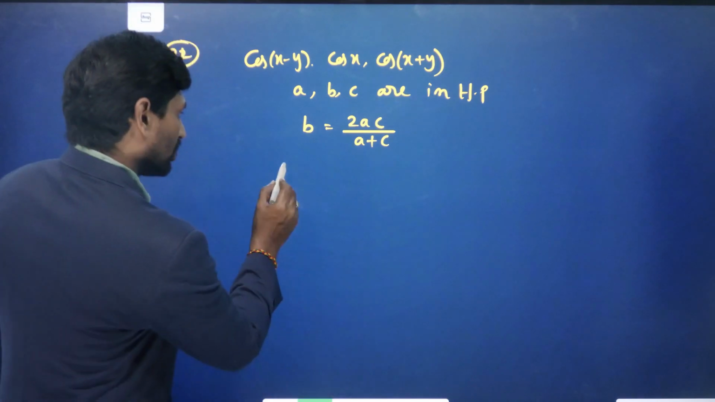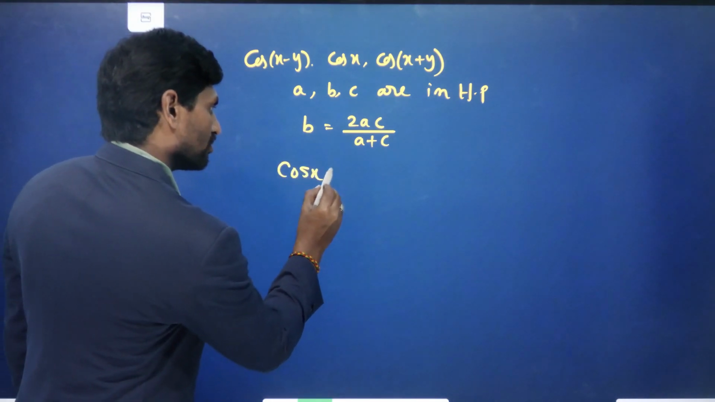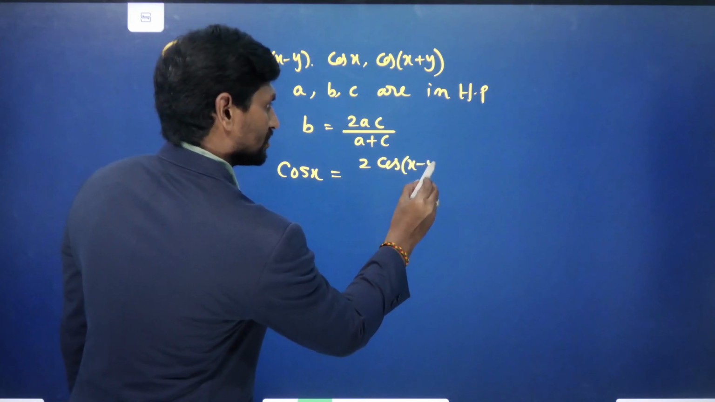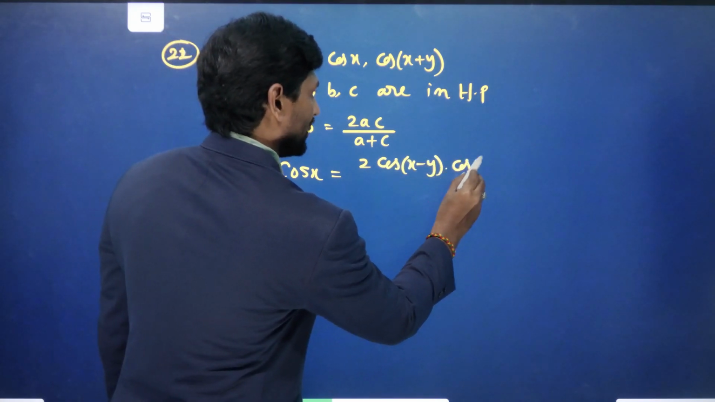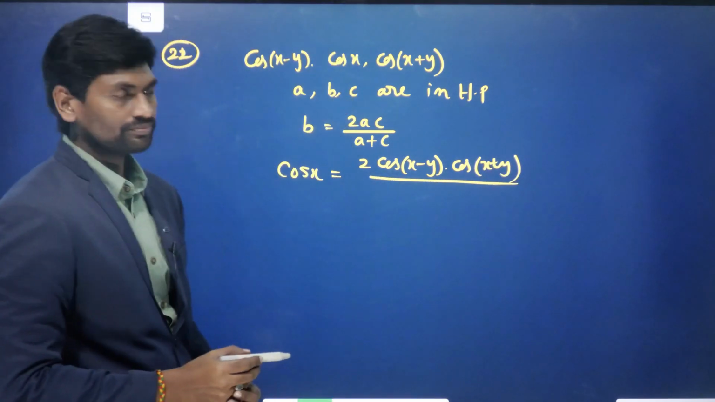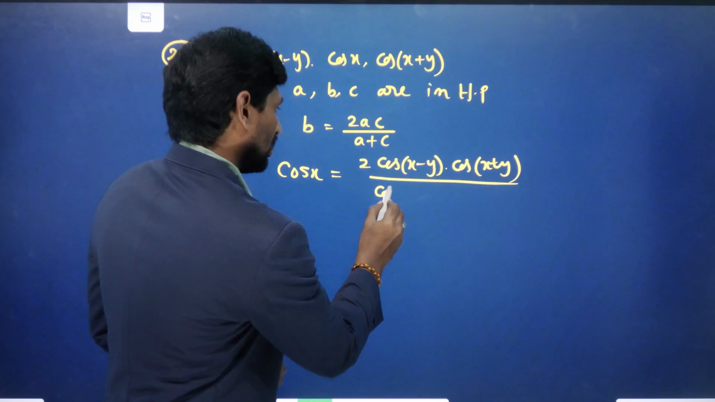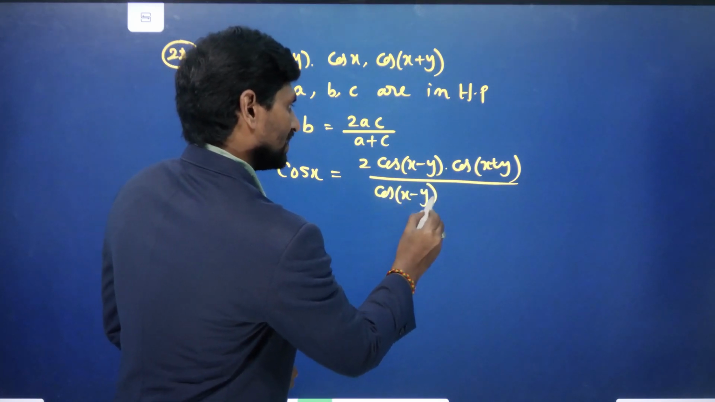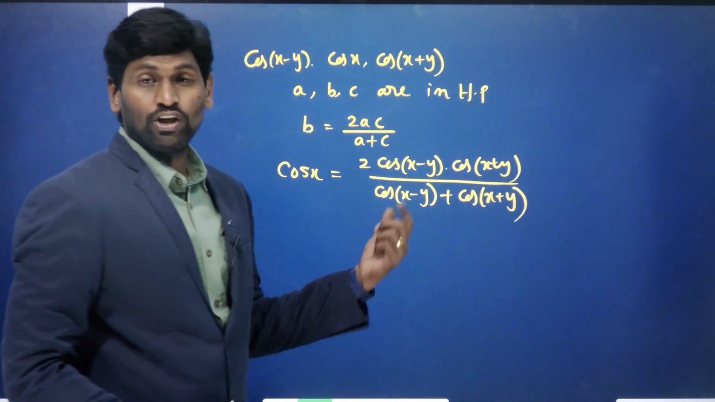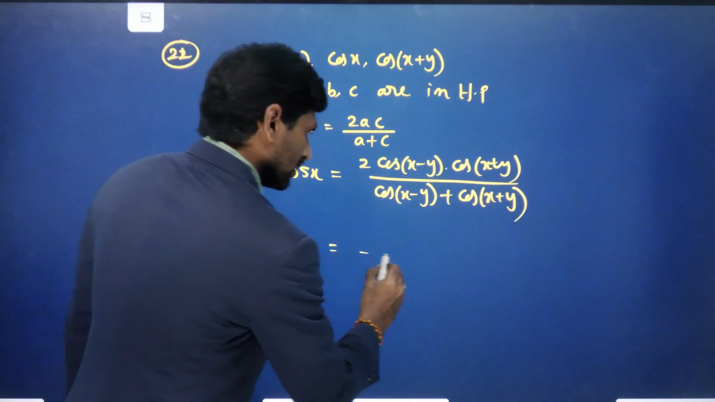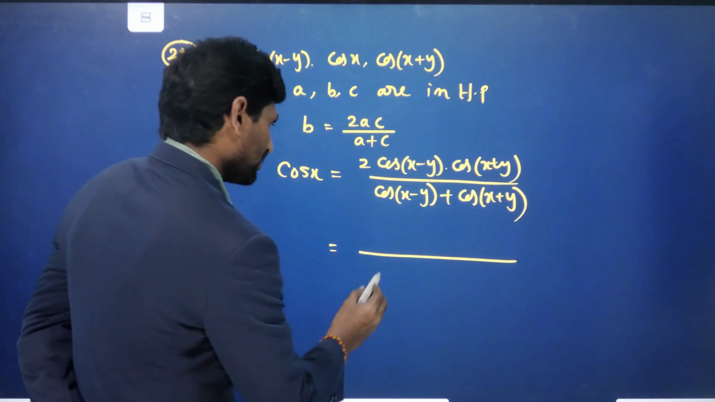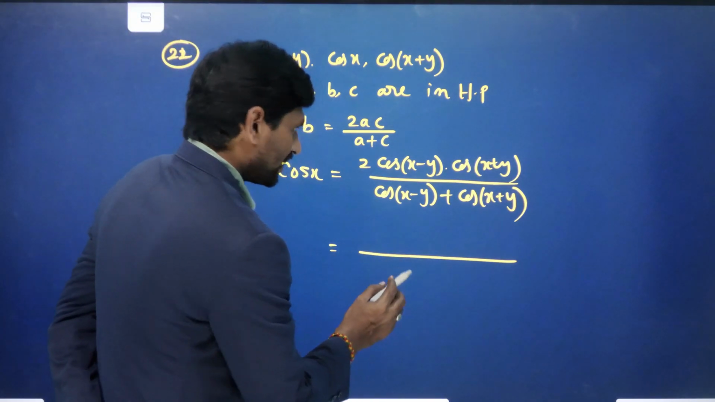So B is nothing but cos x. So I am substituting the values: cos x is equal to 2AC, A value cos x minus y, C value cos x plus y, by the denominator cos x minus y plus cos x plus y. So the denominator is in the form of cos a plus b plus cos a minus b. That means 2 cos a cos b.